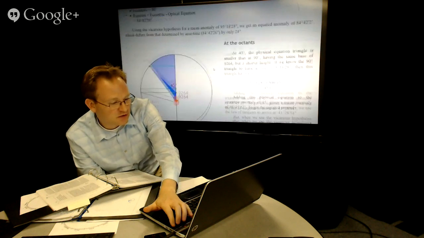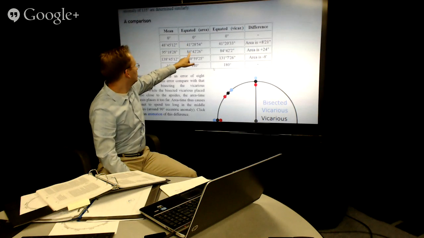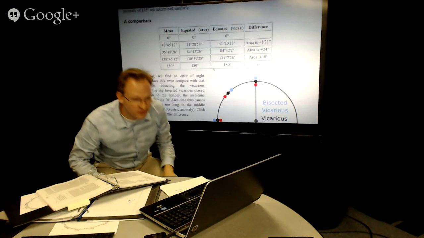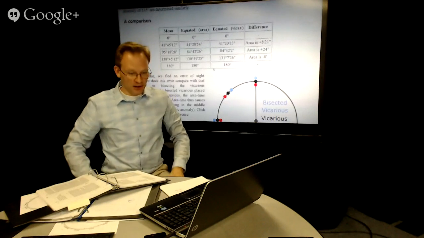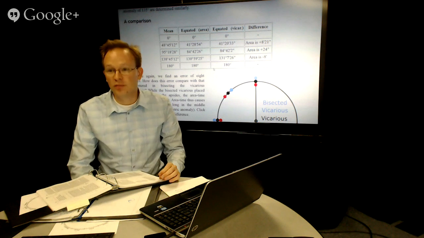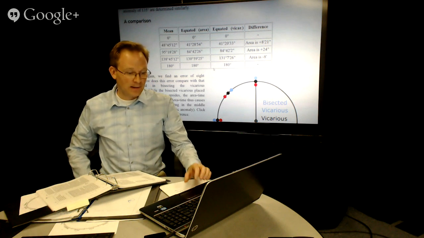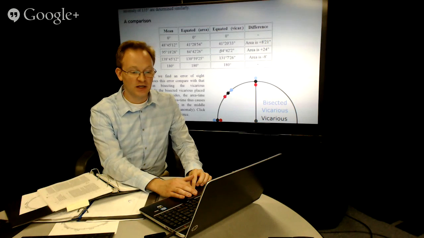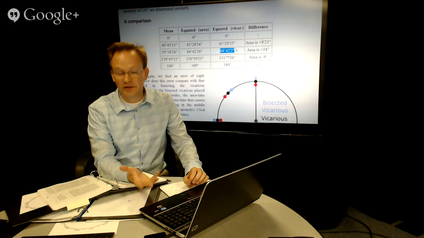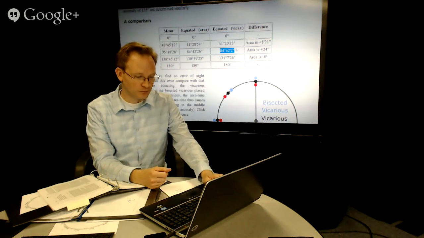And then comparing that to what Kepler got, he says that he got 84 degrees and 42 minutes. So we got that one right. 84.7 degrees sounds like 84 degrees 42 minutes. All right, so that works. The trouble is going to be that now we have to figure out how to use the vicarious hypothesis to get that equated anomaly also.